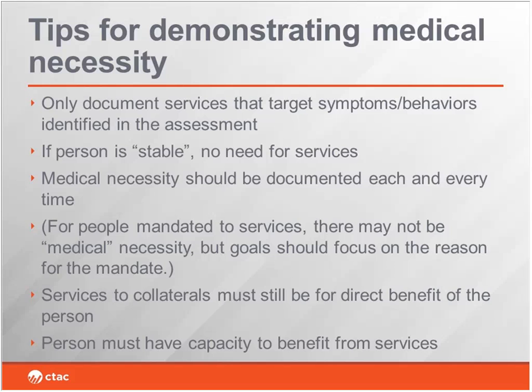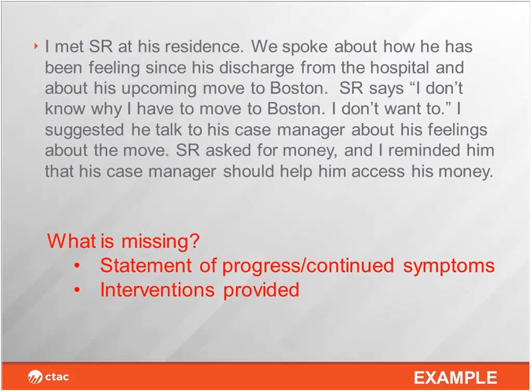So let's go back to that ACT note example. Here we have the example we just showed you, but we see what's missing, right? There's no statement of the progress or continued symptoms or lack of symptoms or improvement of symptoms, and there's nothing noting what interventions were provided.